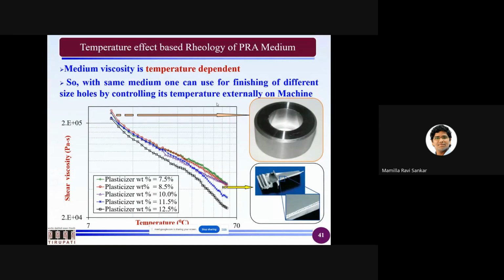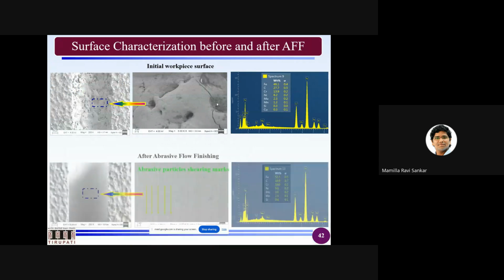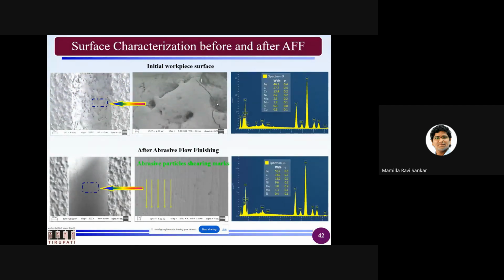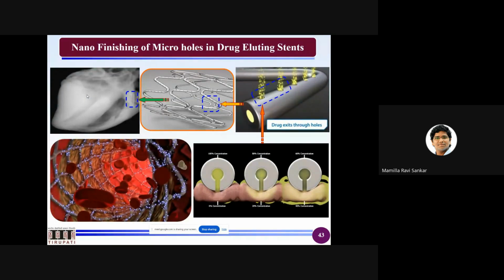Today you have a large component, tomorrow you have a small component. So you can design the viscosity with respect to temperature, because our systems will have temperature controllers, so you can design whatever viscosity you need. Not only will it work for lasers, it also works for micro EDM applications that you can see here. Micro holes are finished so that the drug eluting will happen perfectly. I cannot say 100% perfect, but better. And most importantly, it will not carry the recast layer. That is the beauty of this particular project.